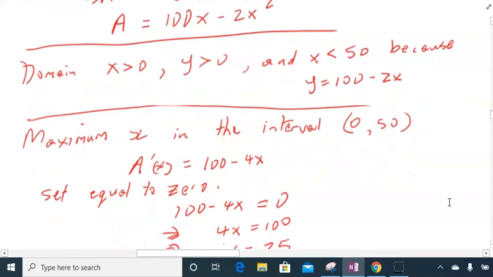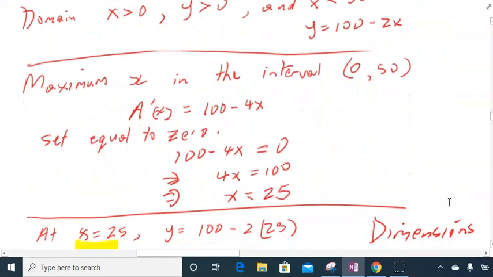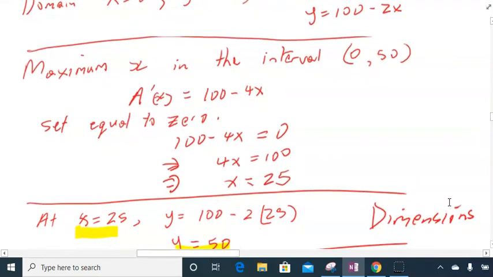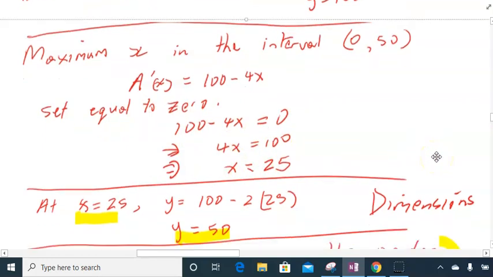So then I want a maximum x in the interval 0 to 50. And so let's take our derivative. The derivative, that's how you find maximum or minimum. Do the derivative of your function. So A prime would be equal to 100 minus 4x. Set this equal to 0. 100 minus 4x is equal to 0. So 4x is equal to 100, so then x will be equal to 25.